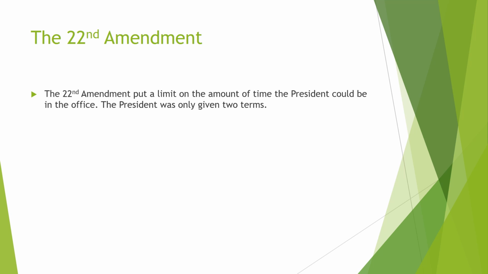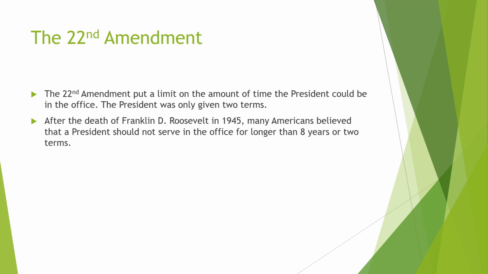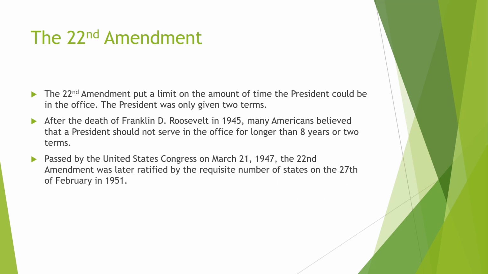The 22nd Amendment. The 22nd Amendment put a limit on the amount of time the president could be in the office. The president was only given 2 terms. After the death of Franklin D. Roosevelt in 1945, many Americans believed that the president should not serve in office for longer than 8 years or 2 terms. Passed by the United States Congress on March 21, 1947, the 22nd Amendment was later ratified by the requisite number of states on the 27th of February in 1951.